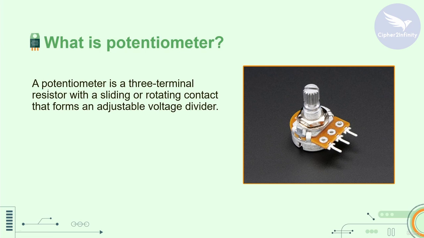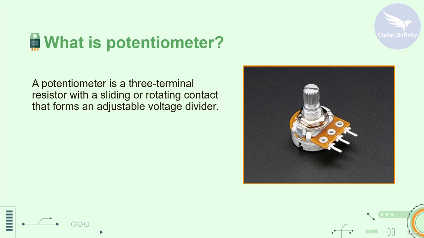What is written: a potentiometer is a 3-terminal resistor. So this is basically a resistor and you can see it has 3 terminals. This one is the first terminal, then the second, then the third. After that, it says with a sliding or rotating contact. You can see this is a knob of the potentiometer, and if we rotate this knob, the potentiometer changes the resistance. So it's basically a kind of variable resistor. And as it has a knob, it is a rotating kind of potentiometer.